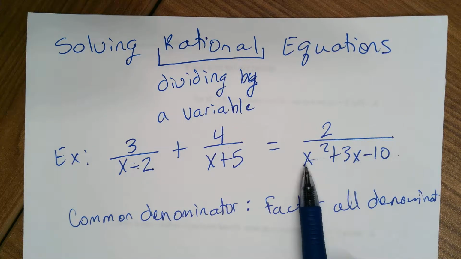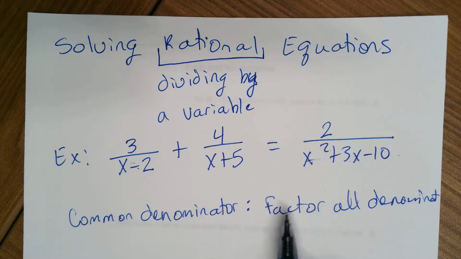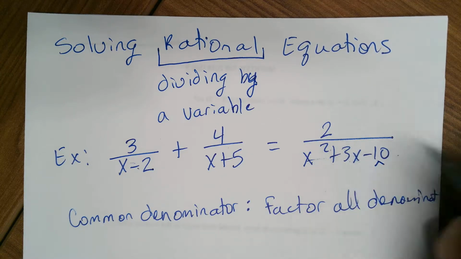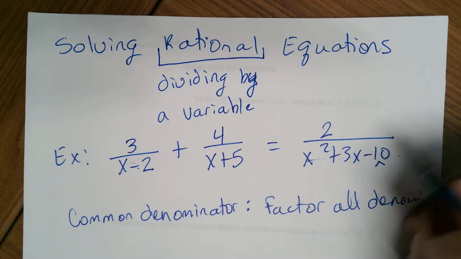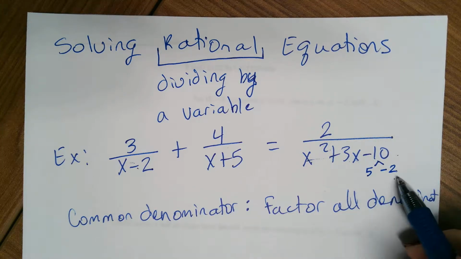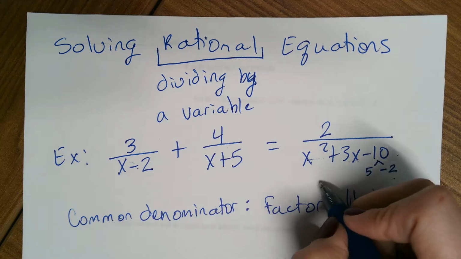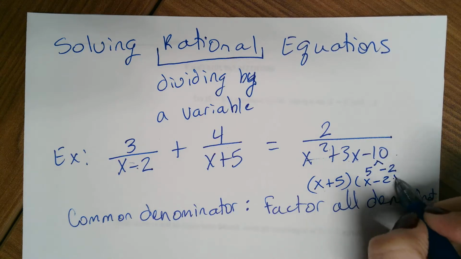And my third denominator, I have x squared plus 3x minus 10. Now you might recognize this as a quadratic, so let's see if it's factorable. I'm going to look at the last value, the c value. What would I multiply together that gives me negative 10, that if I add those values together, I get 3? It would be 5 and negative 2. 5 times negative 2 gives me negative 10. 5 plus negative 2 gives me positive 3. So this denominator would factor into x plus 5 and x minus 2.